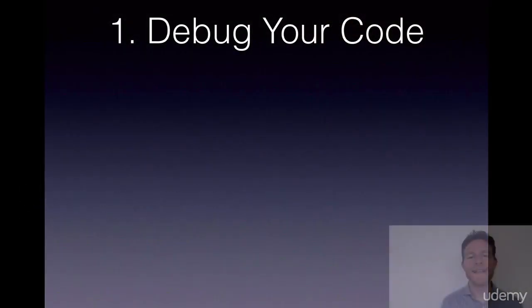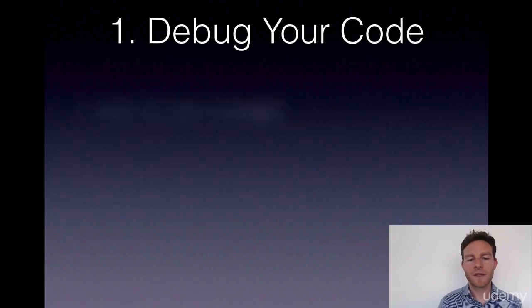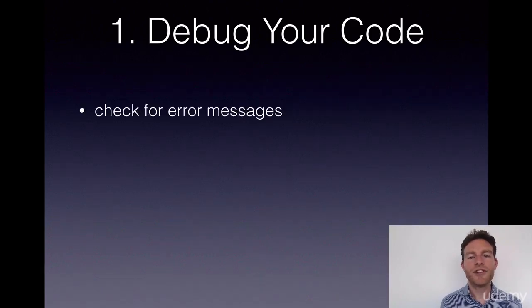So step 1 is debug your code. The usual thing is to check for error messages. So I would have a look in the compiler, in the browser, wherever it is that you're working, to see exactly what's causing the problem. You can normally get the line number as well, and then you can just use that to hopefully work out where the error is, add in the bracket or the semicolon or whatever it is that's missing, and move on with the course.